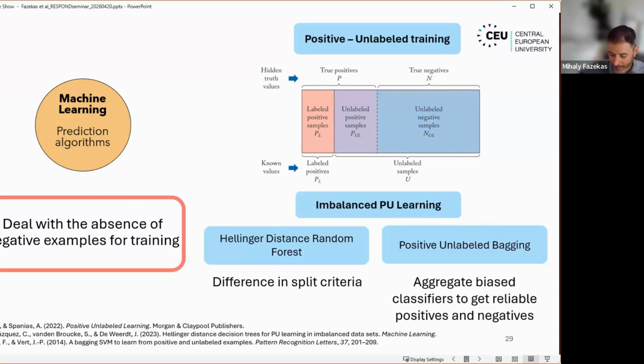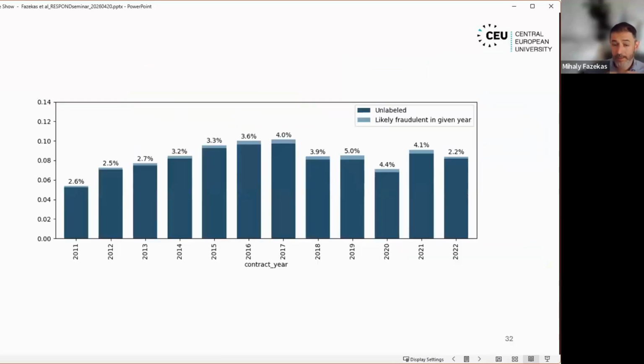So in the Mexican case, you can see the data in a second. We have a tiny share of contracts which are likely or found to be corrupt or fraudulent. Okay, so this is like 3%, 4%, 5%.